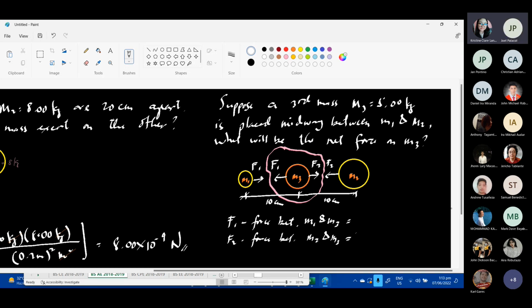Sir, for F1 po, 1 times 10 raised to negative 8, sir. Negative 8 or negative 7? Will you check? Sige po, sir, wait lang.